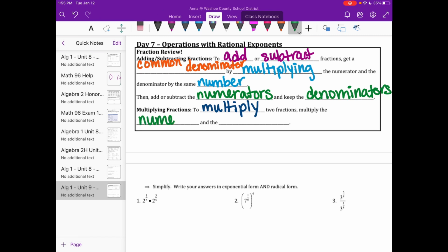All right, we're just going to finish filling out this vocab box. And then we're going to put some of this vocab and some of our exponent rules to the test, because we've been doing exponents this whole time. All right, so simplify, and we're going to write our answers in exponential form and radical form. So don't worry, I'll help you with that radical form. All right, let's look at number 1.